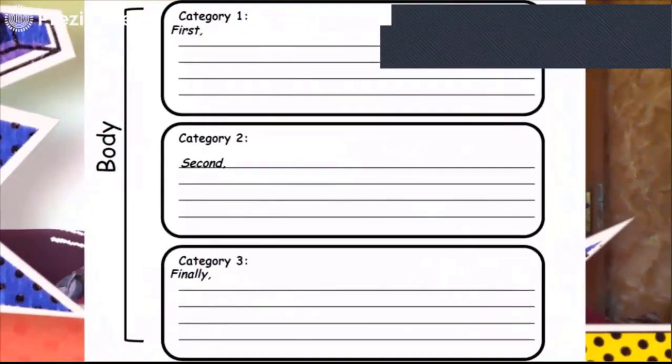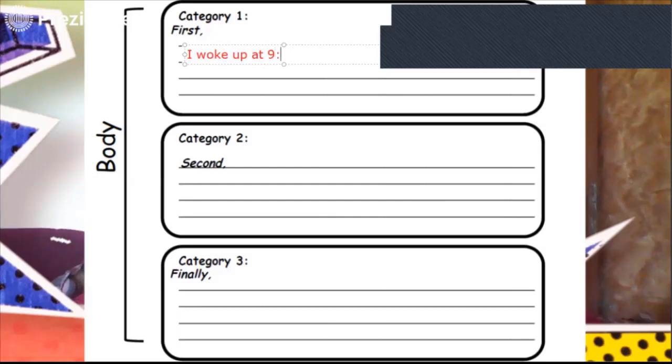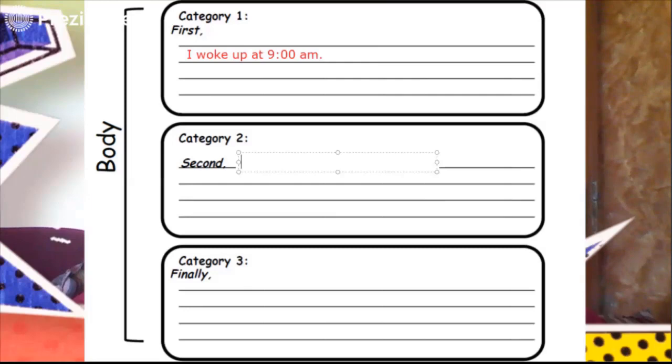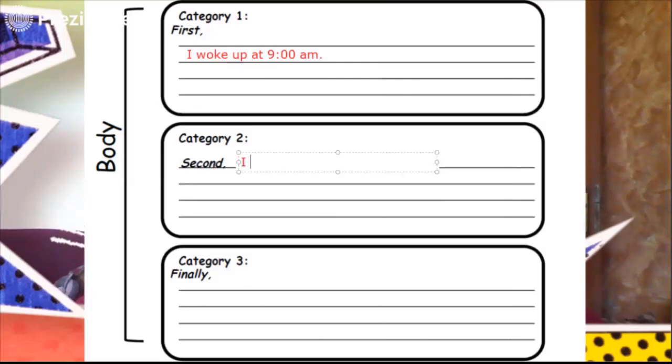So what did you do first? For example, first, I woke up, or you can say my mom woke me up. I woke up in the morning. You can say what time. I woke up at, let's say, 9 o'clock, because you don't have to wake up early in the morning. That's it. You can just write what time you woke up, and then what you did next, or second. I had my breakfast.